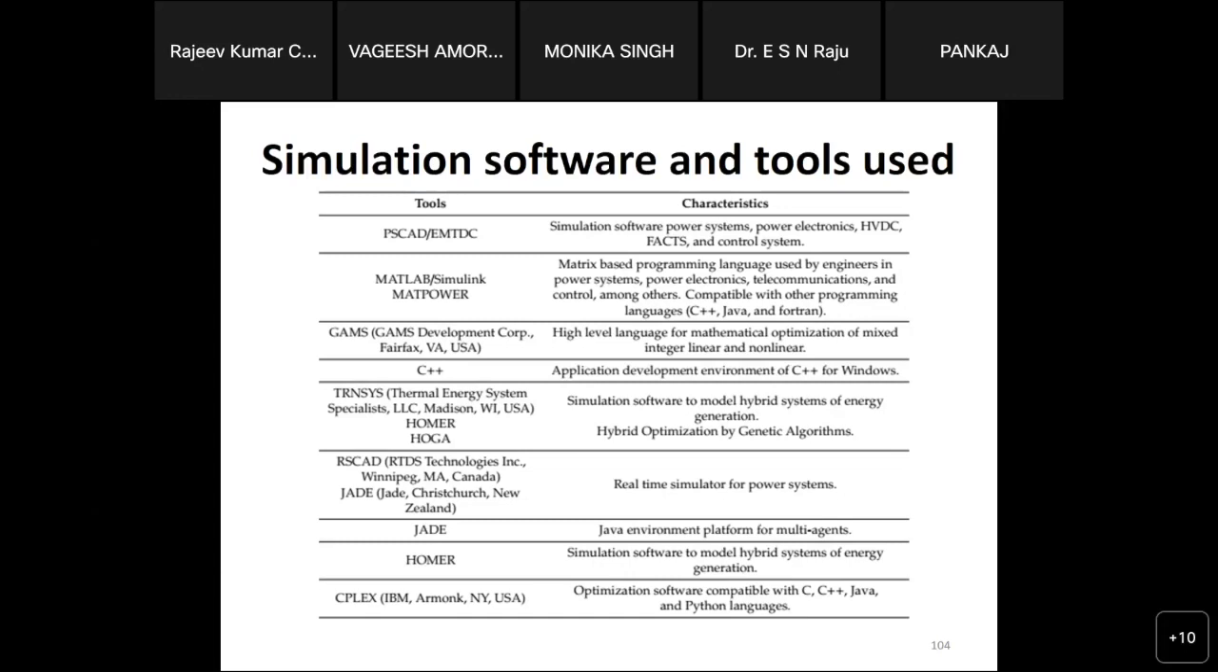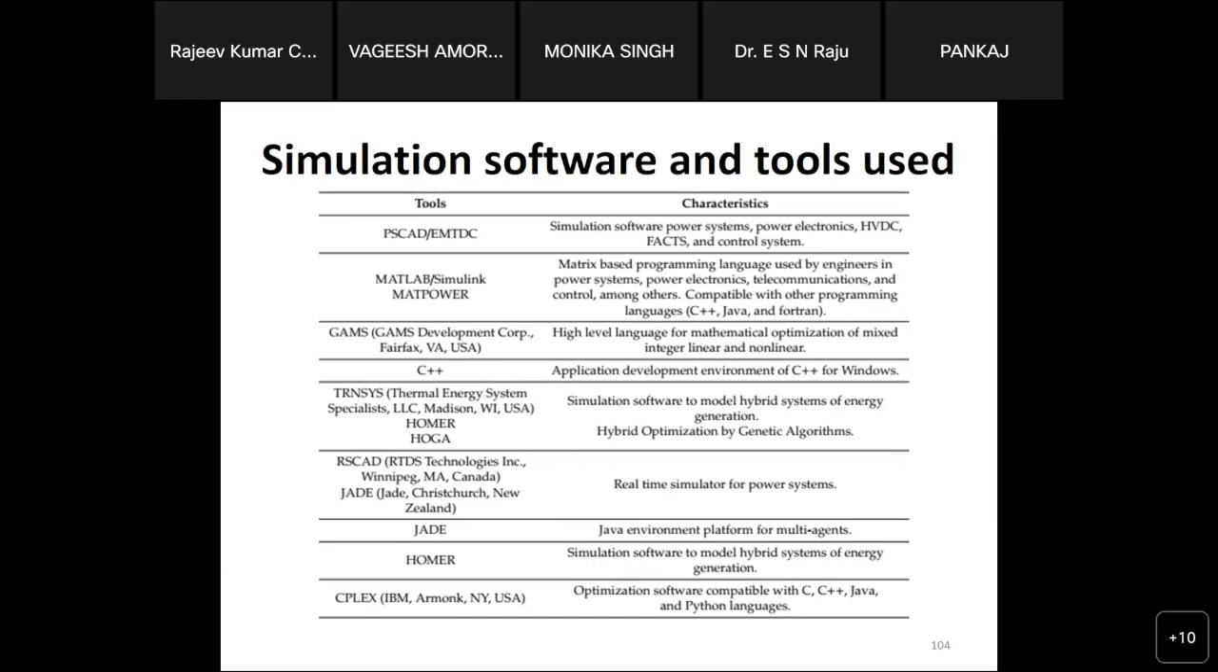And we also have TRNSYS, the thermal energy system specialist. It's mainly utilized for simulation of hybrid systems having different energy generations like cogeneration. We can also go for the HOMER software and the HOGA software, mainly for hybrid optimization by genetic algorithm.